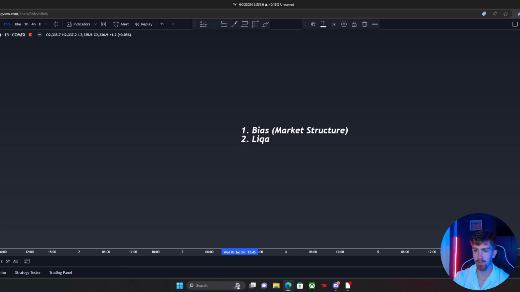Number 2 is liquidity. Now, a lot of you will get trapped with liquidity being above or below your zones, whether you're trading supply or demand, and that is a major red flag. We want liquidity to be taken out either before our point of interest forms or before the mitigation of our point of interest, which I will break down very shortly.